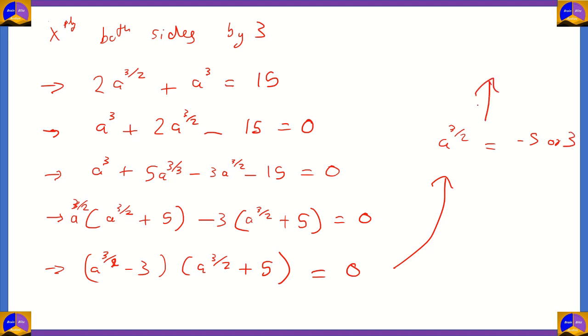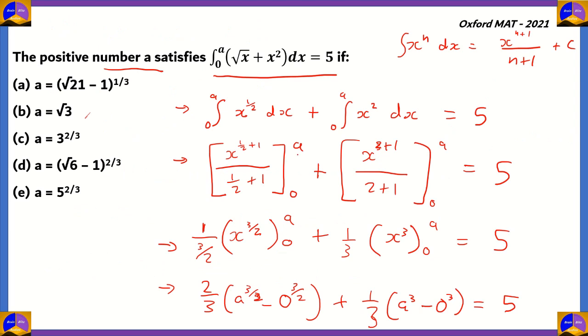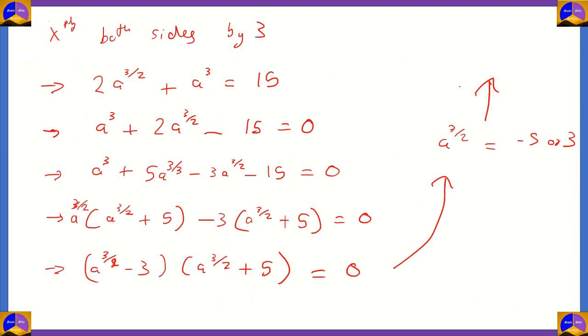However, when we did the limits for the particular integral, the limits are from 0 to a. And the question also says that a is a positive number. So therefore, a has to be greater than 0. Now that means the only equation of the two of these that's real is a raised to 3 by 2 minus 3 equals 0. That means the value of a raised to 3 by 2 is equal to 3, since a is greater than 0.